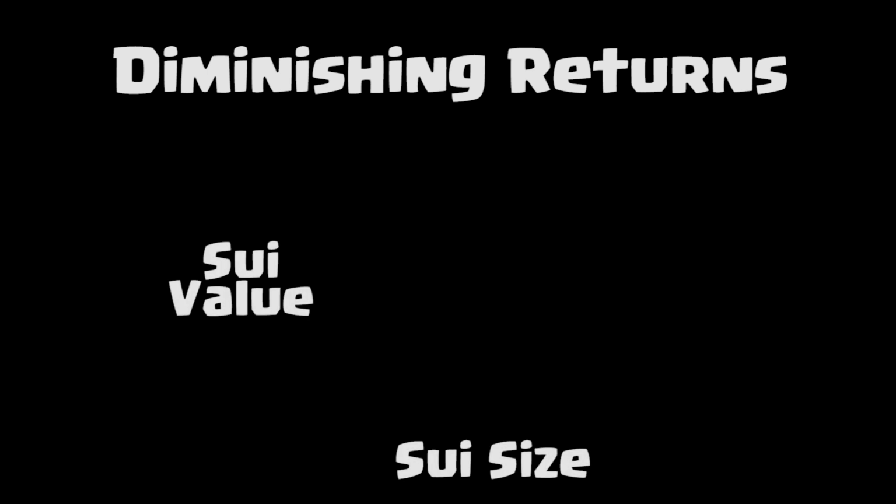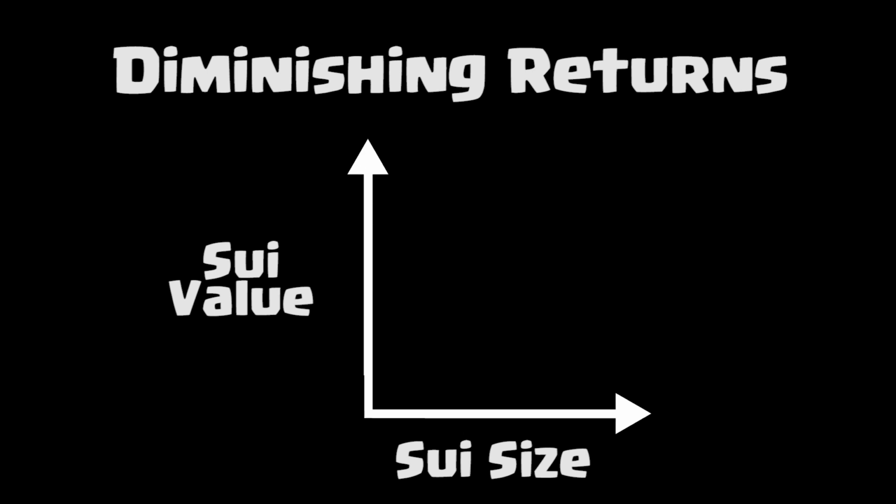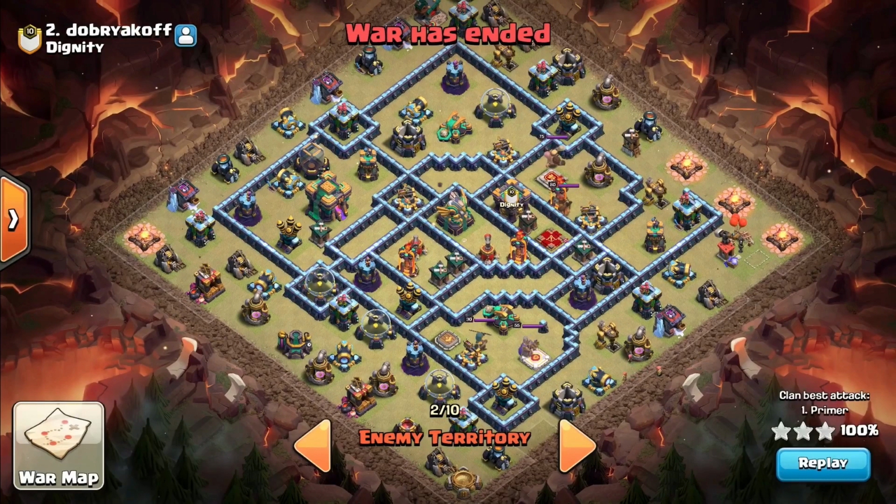Yes, you can go with heavier Suis with an Ice Golem and Golem to try to get more value. However, the more value or investment you add, the less additional return you get. That's diminishing returns. Conversely, sometimes you can use a really small Sui to take out a really small section of the base, but that small section is super important, like a scatter or a town hall. That's the theme we're looking at.